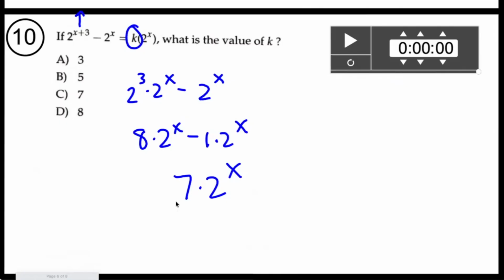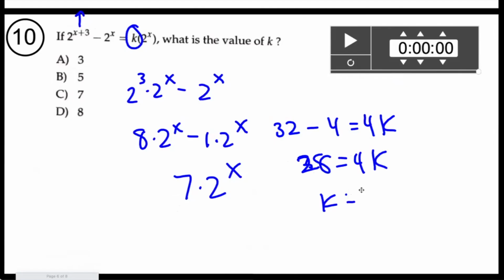But again, if any of that is confusing to anybody, you could just choose a value. Let's say you did make x 2, then this is 2 to the fifth, which is 32. This is 4, and then this is 2. This is 4k. And that's super simple to solve.